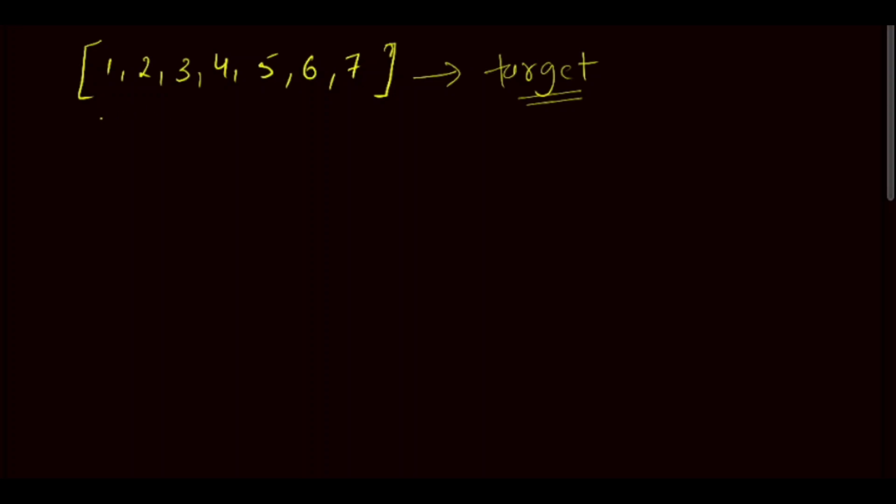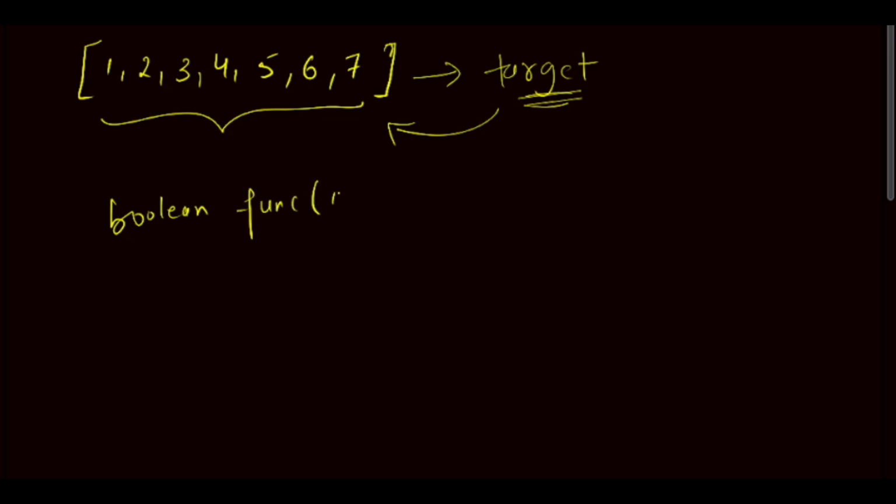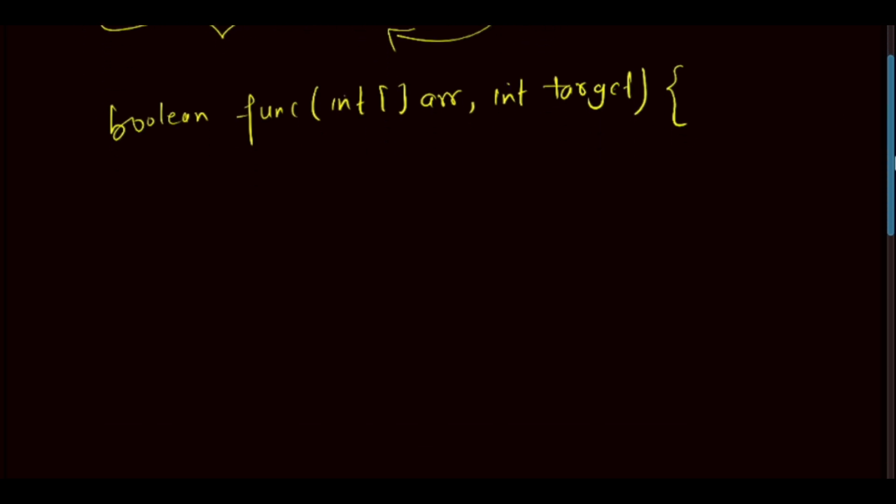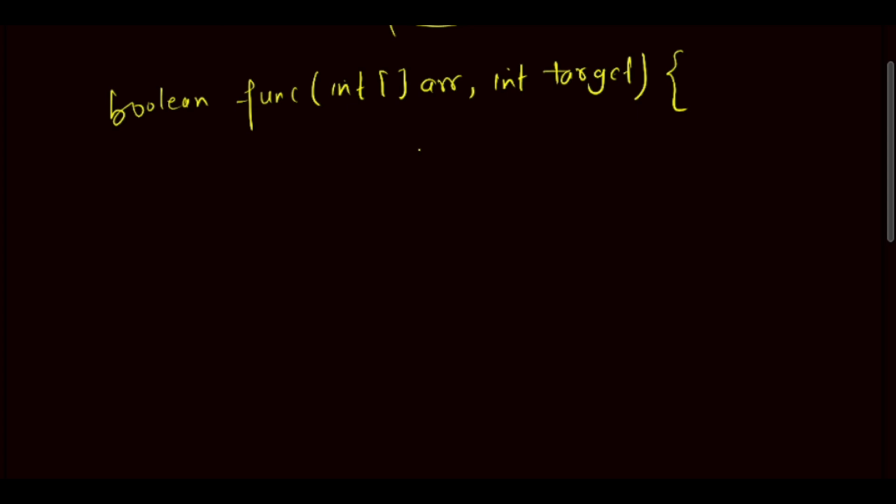Let's say you are given this array of integers and a target to find in this array. You need to write a function which returns a boolean, and it takes two arguments. One is the array itself and the other one is an integer target that you need to look for in this array. This function should return true if the target exists in the array and false if it doesn't.